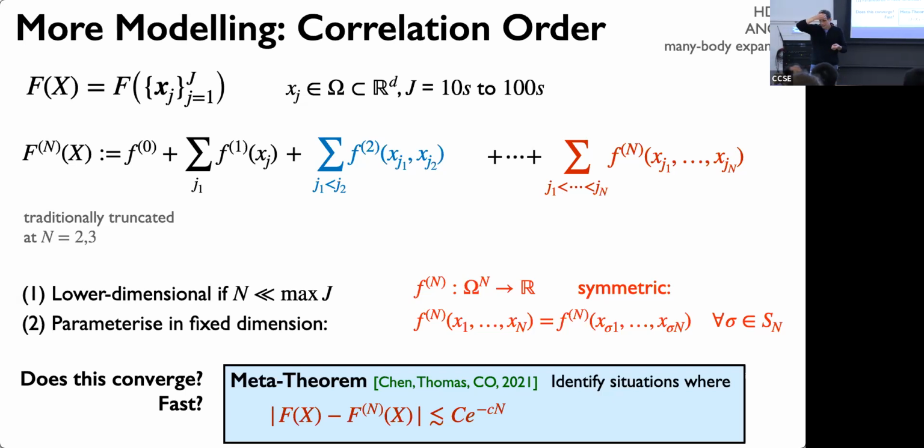So this was my student Jack Thomas's PhD thesis, to try and figure out what we can prove about this. For certain specific electronic structure models, we can actually prove that this many-body expansion does converge, and it converges fast. And we can explain why it does, and so on.